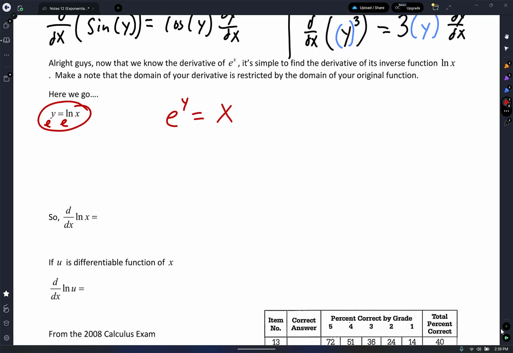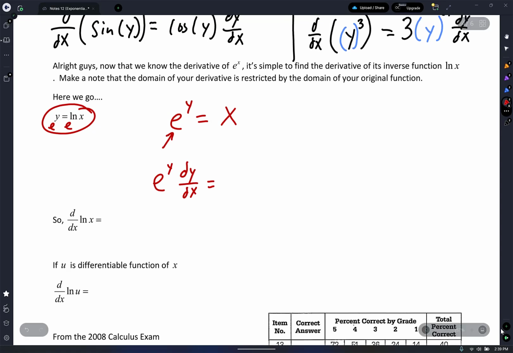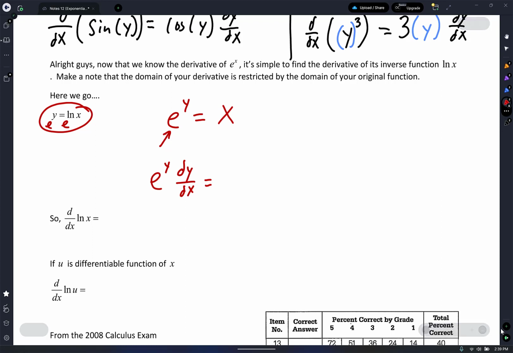I'm taking the derivative with respect to x. What's the derivative of e to the y? E to the y. And then chain rule, I take the derivative of the top. Is the top an x? So what's the derivative of y? dy dx. Equals, what's the derivative of x with respect to x? 1, and it really is dx dx. But dx dx is just 1.